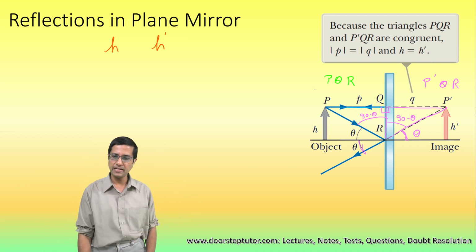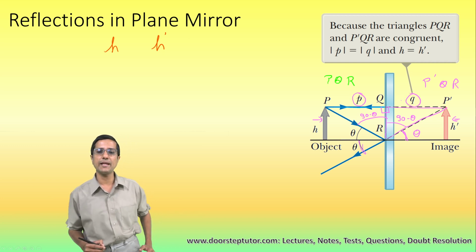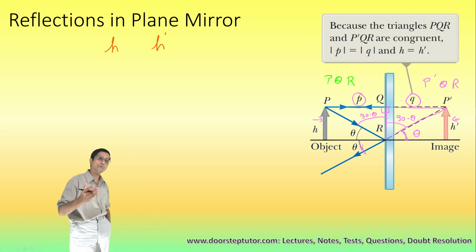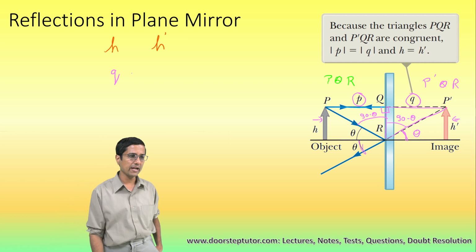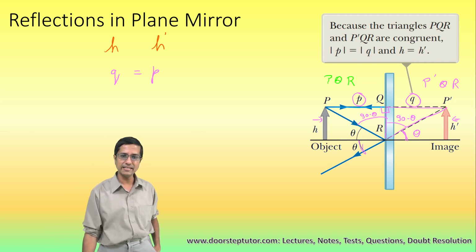Now what does that mean? It means that this height h and this height h dash are the same, and this P and this Q are also the same. So we have proved two properties of the mirror, that the image is formed at the same distance inside the mirror as the distance the object is put in front of the mirror.